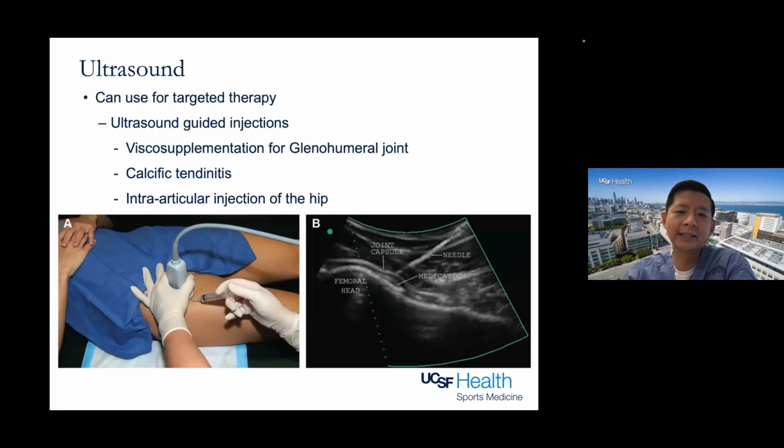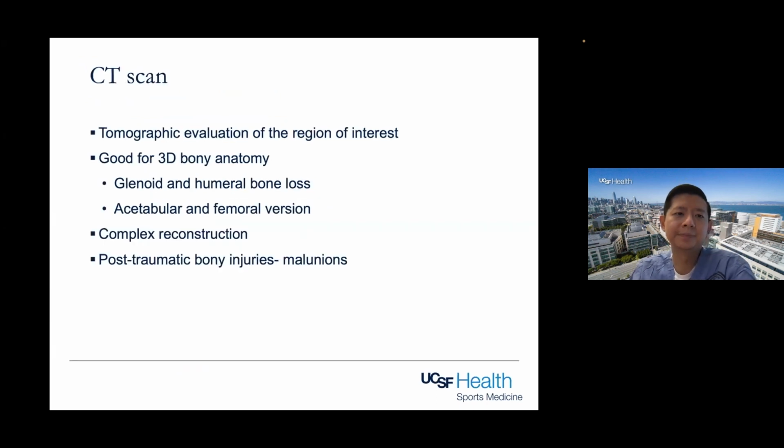Now, the ultrasound can also be used for targeted therapy. So we like to use ultrasound for guided injections. So you can use this for injections of the glenohumeral joint, whether you want to do cortisone or some kind of viscosupplementation. You can also use ultrasound to treat calcific tendinitis. And then definitely we use a lot of ultrasound for intra-articular hip injections, because the hip is such a deep joint that you can use the ultrasound to find where the joint is and inject the needle pretty well.